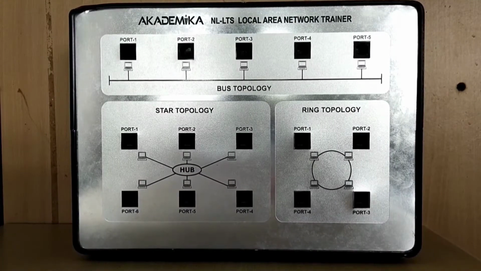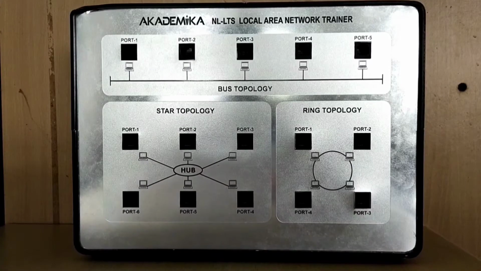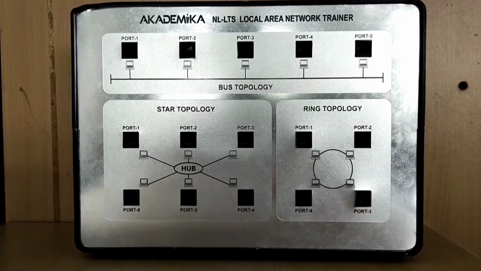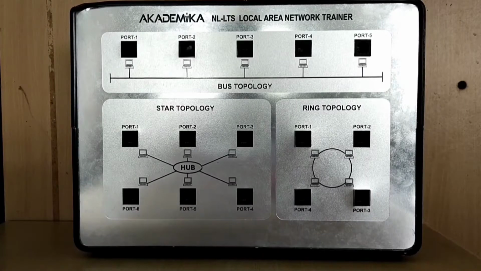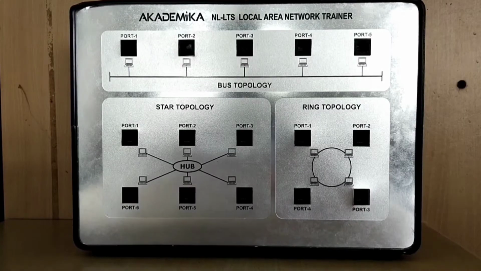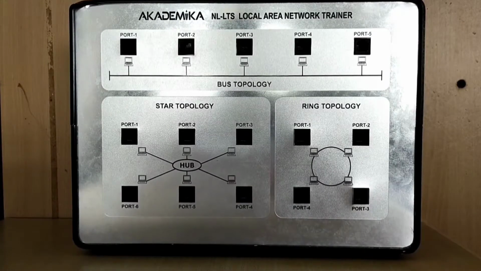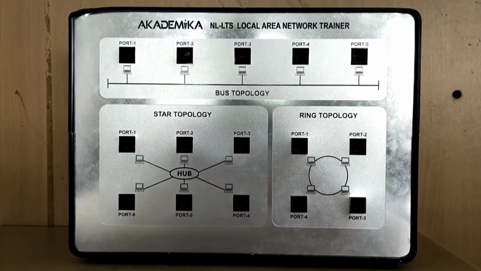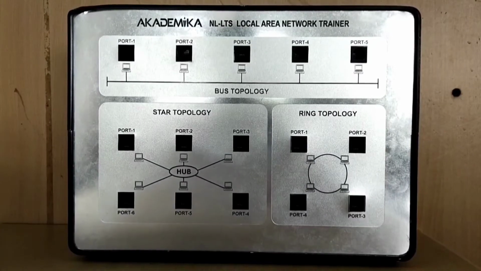LAN Trainer is also used to configure different topologies and test a variety of network protocols. Topology means the physical configuration of nodes, and protocol means a set of rules to be followed by all the machines on a local area network. As we know, we have three major topologies: bus topology, star topology and ring topology. And all three topologies have their own protocols working on local area network.